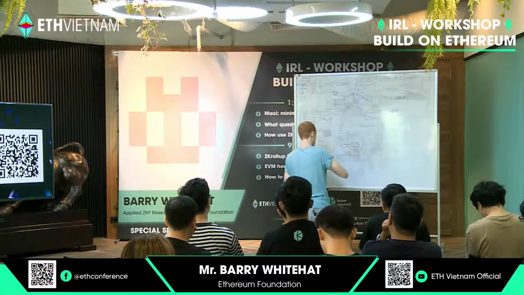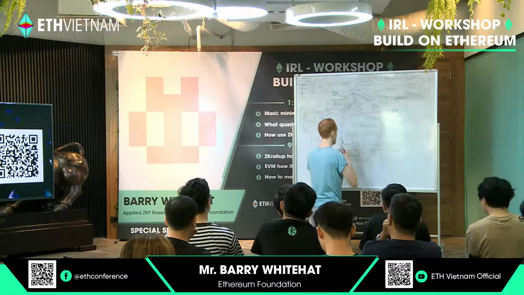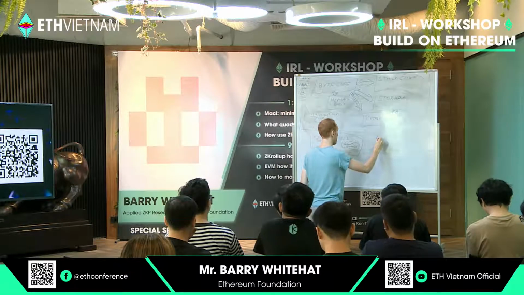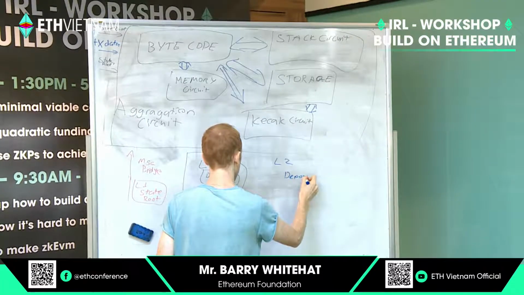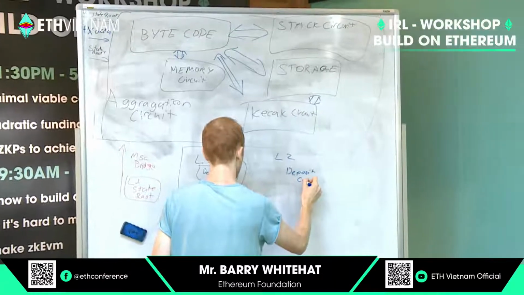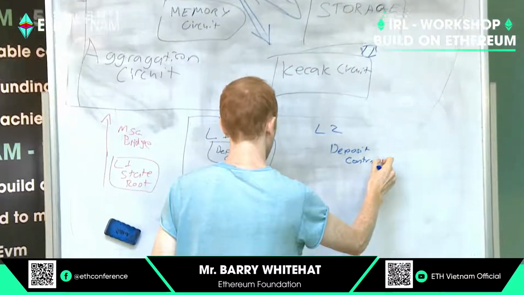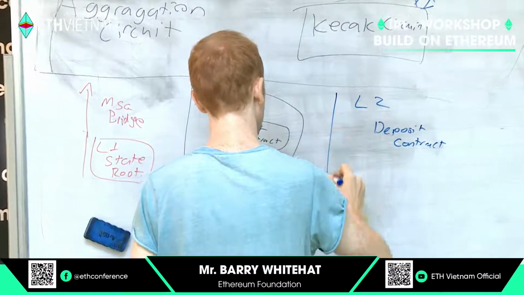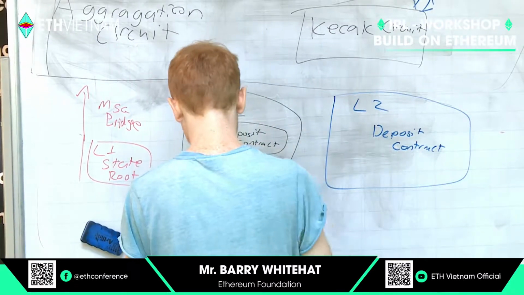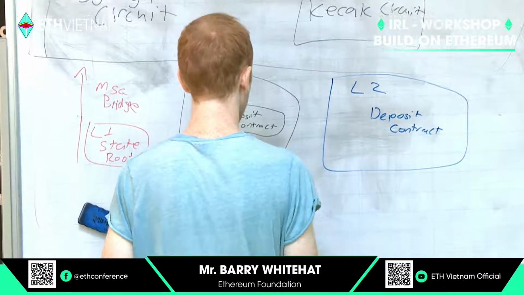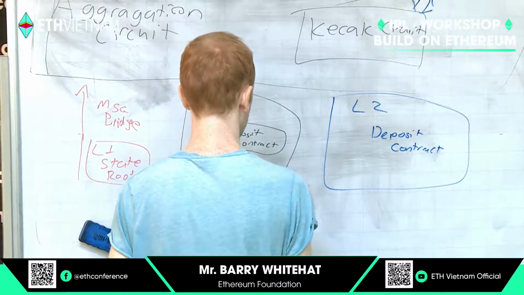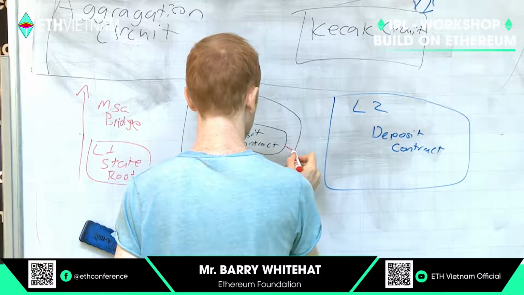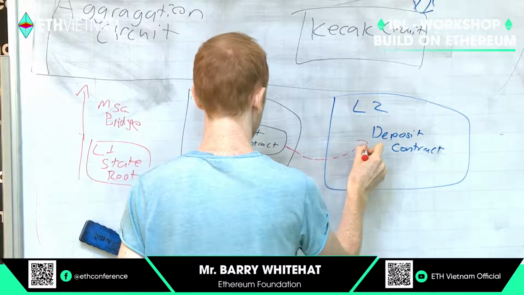And this is our layer 2. And we have a deposit contract here as well. Okay. And then basically what we do is we use our message bridge to allow this contract to talk to this one.